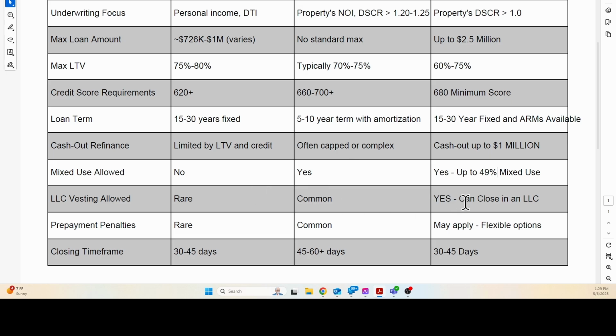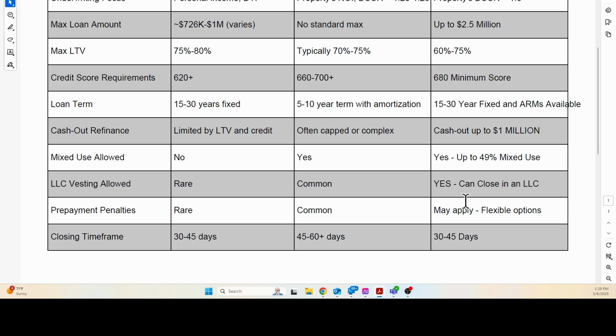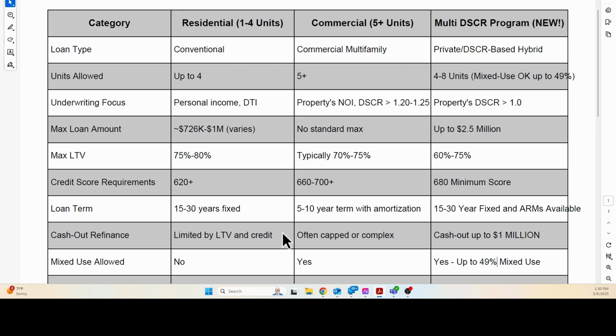Can you close in your company's name or your LLC? Absolutely, you can. And is there going to be a prepayment penalty? In most cases, there can be a 0 prepay all the way up to a 3-year prepay. That'll help out with your rate and costs. The more you have on a prepay, the better the terms are going to be on that type of loan. And then the closing term, it usually is going to take between 30 and 45 days to close these loans, much quicker than commercial, and about the same time frame as conventional loans.